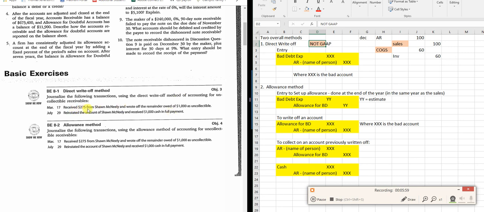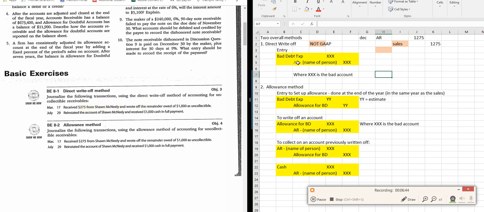So we received $275 from Sean McNeely and wrote off the remainder owed, $1,000, as uncollectible. So previously we must have had an accounts receivable from this person of $1,275. So this entry was made. No idea what the cost of goods sold entry was. It's sort of irrelevant to this chapter, so they generally don't make that journal entry, so I'm going to delete it, but it's still important because of the matching principle here. All right, so I got $275 from him, so I'm going to debit cash and credit accounts receivable. I'll show you in a second. And I wrote off the remainder.